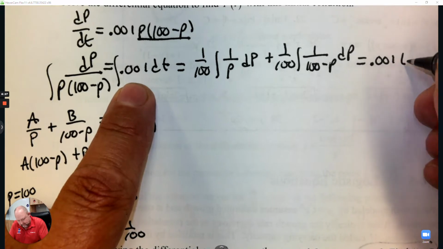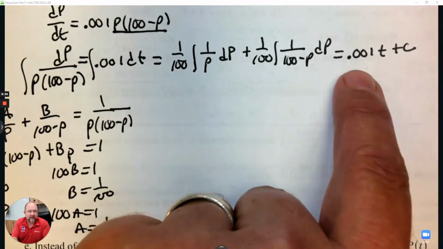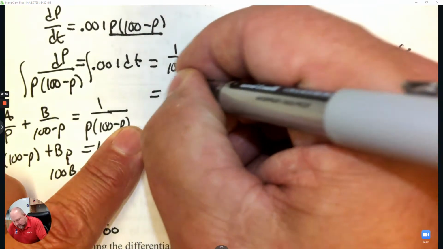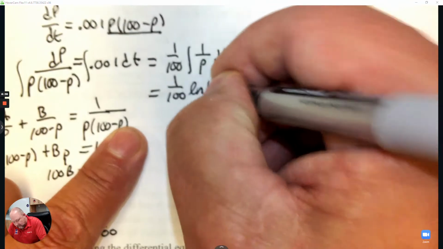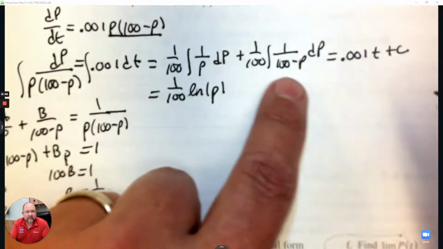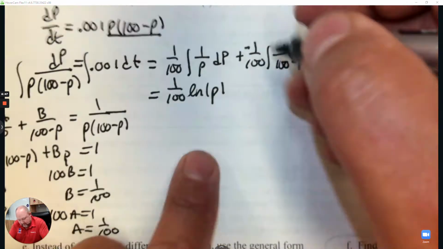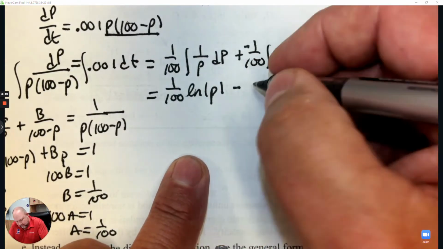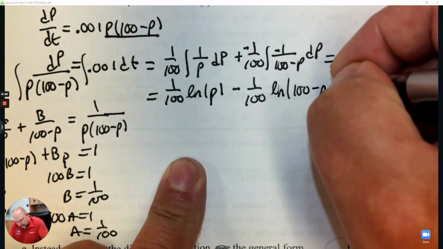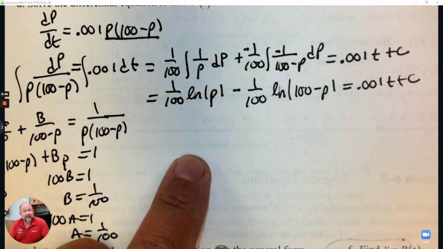0.001 T plus C. So I just have a variable connected to it. These are going to be logarithms. So this is going to be 1 over 100, the logarithm. Just use the denominator. For this one, the derivative of the bottom is -1, so this needs to be negative. So it's going to be negative 1 over 100 ln 100 minus P. And I did step number 2.